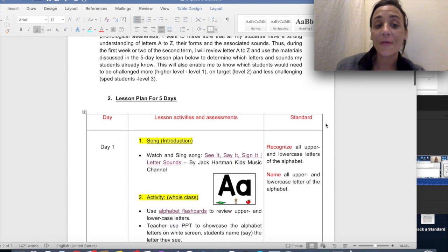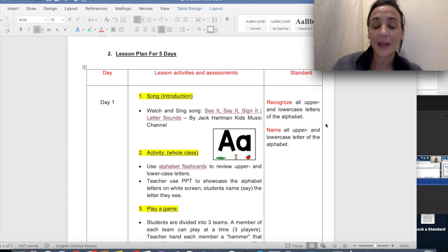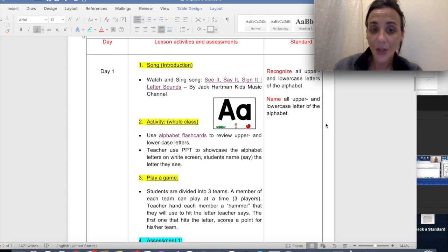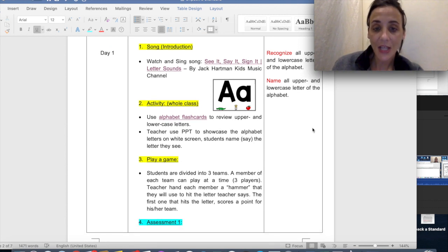So continuing to my 5-day lesson plan, I would talk about activities and assessments that I would use to meet the standard that I have chosen to unpack. On day 1, I would start my class with a song by Jack Hartman, See It, Say It, Sign It. Then after the song, I would continue with a PowerPoint presentation, showing the letters of the alphabet on the screen, and then say, for example, A, A is for alligator, A is for astronaut, A is for apple. The students would repeat it after me.